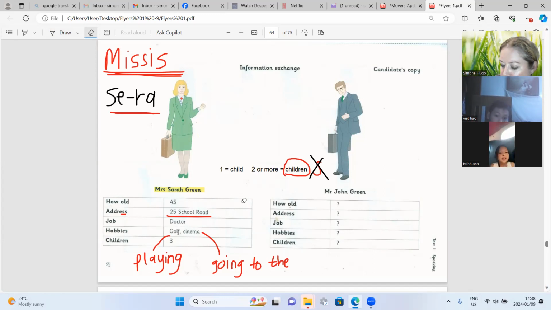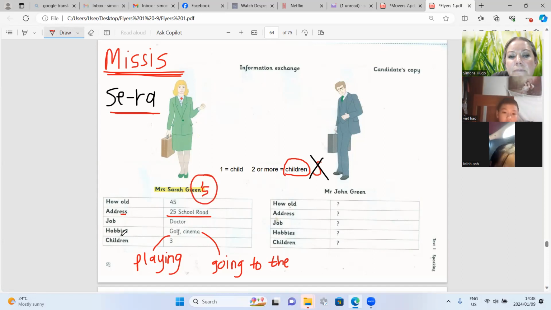What are Mrs. Sarah Green's hobbies? Mrs. Sarah Green's hobbies are playing golf and going to the cinema. Very good.